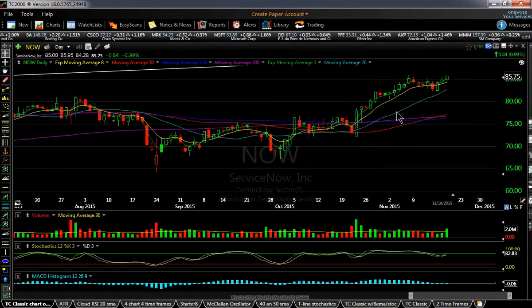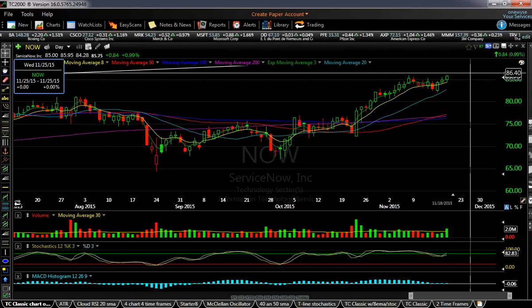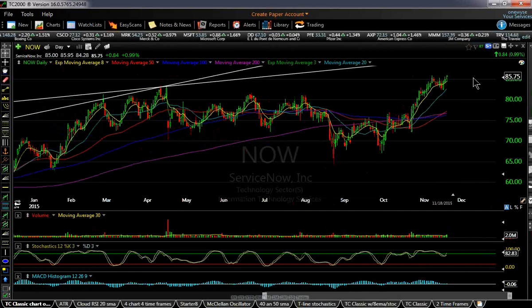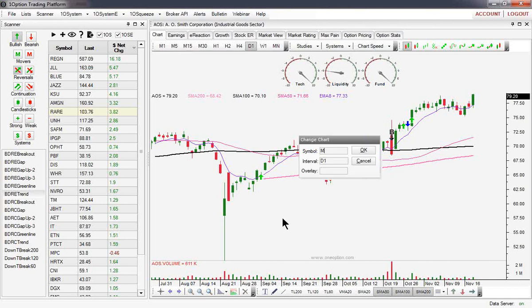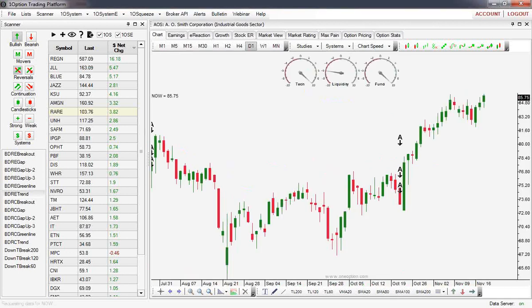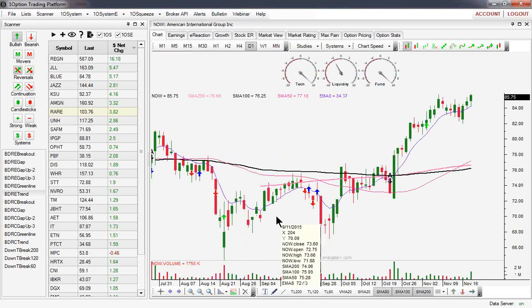And one of the other ones was ServiceNow. This is another good one for ServiceNow. Nice breakout right here. Look back on. So I mean, there's so many opportunities that you can find using Pete's scanner to find opportunities to trade in the morning, and basically just put them in a watch list.